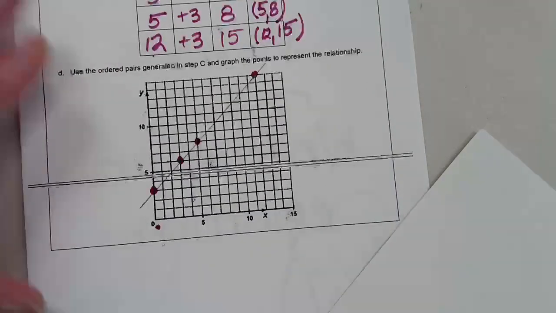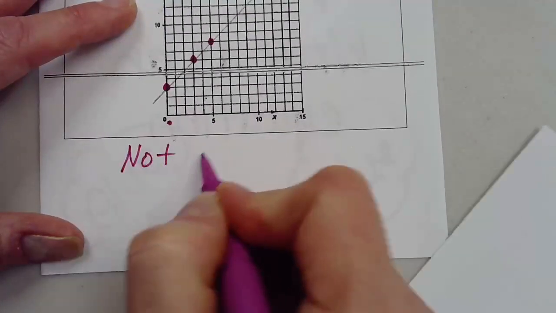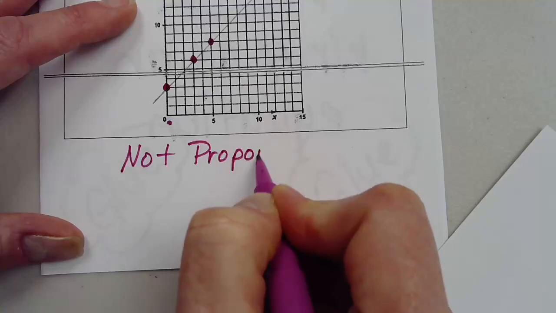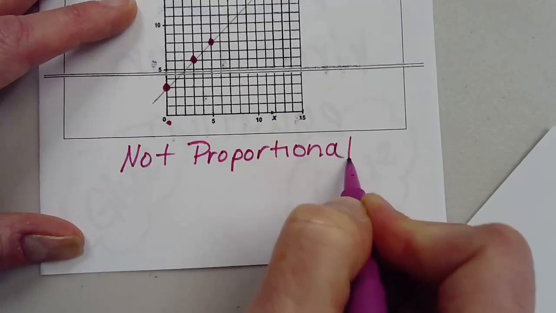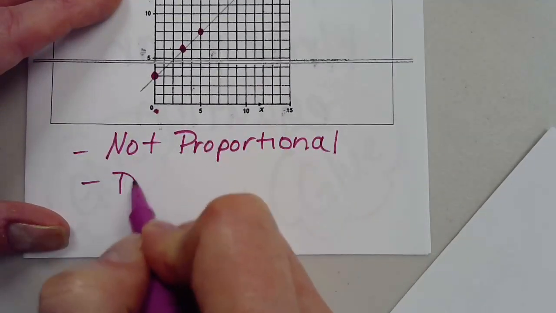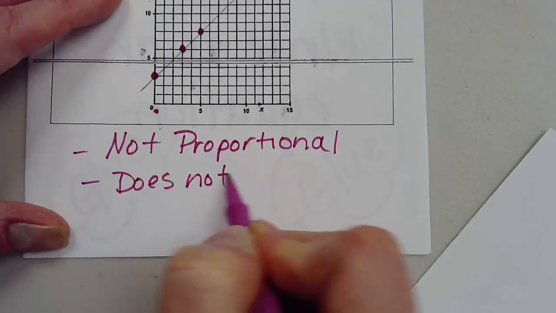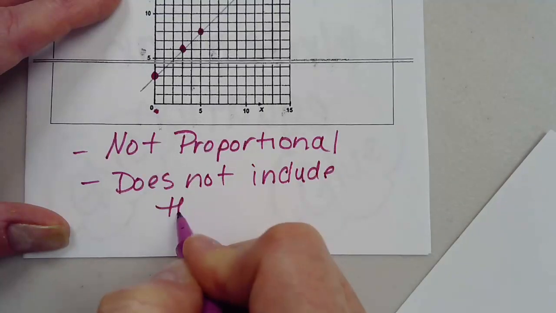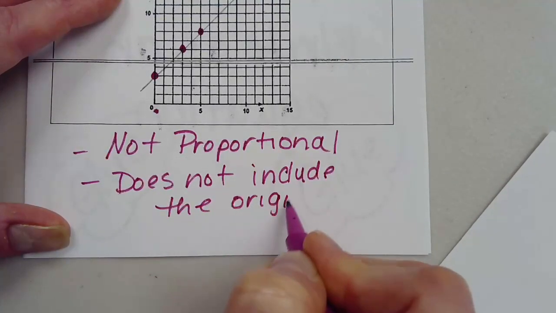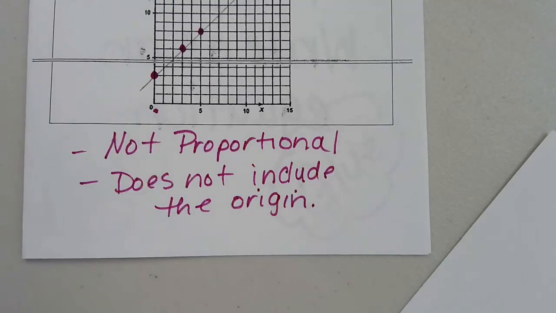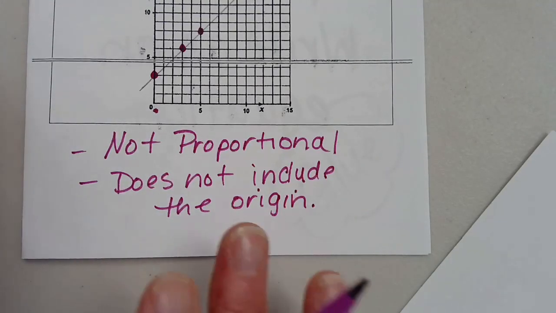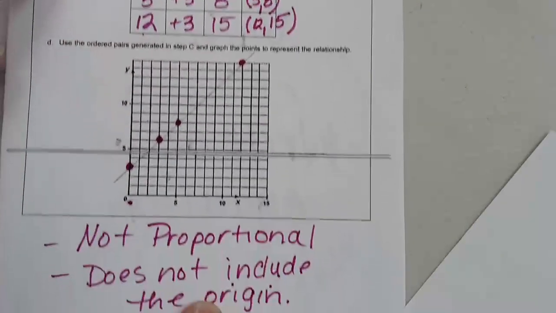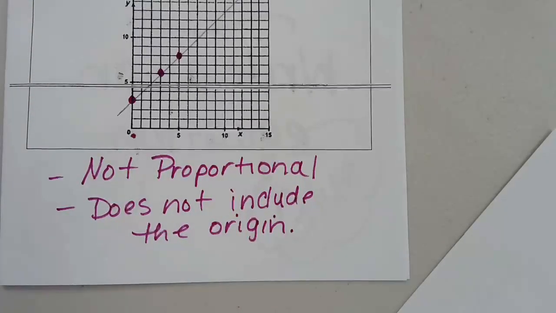Okay? So at the bottom, we're going to put not proportional. Does not include the origin. Now, it does have a relationship. It's not multiplication, it's what? Addition. And so that is our relationship, is adding. It's not proportional. Proportional has to be multiplication. Any questions?